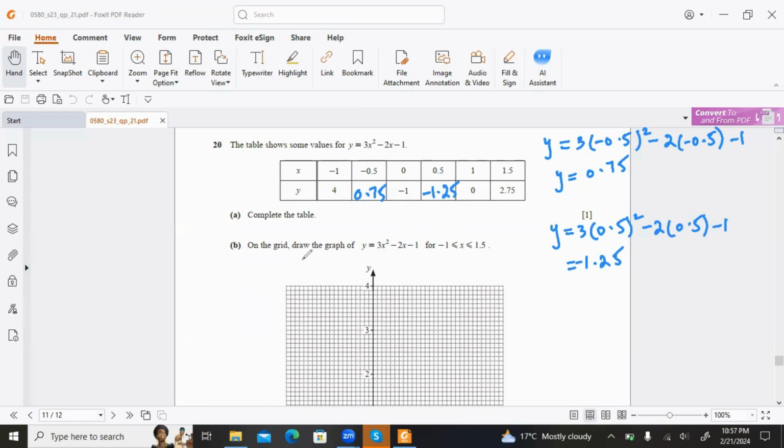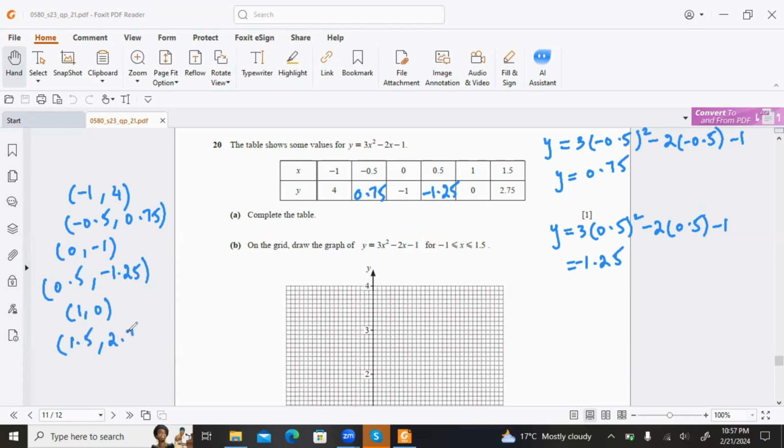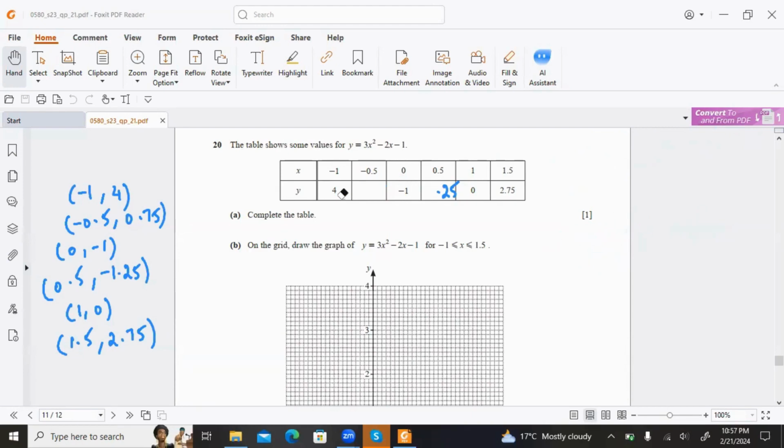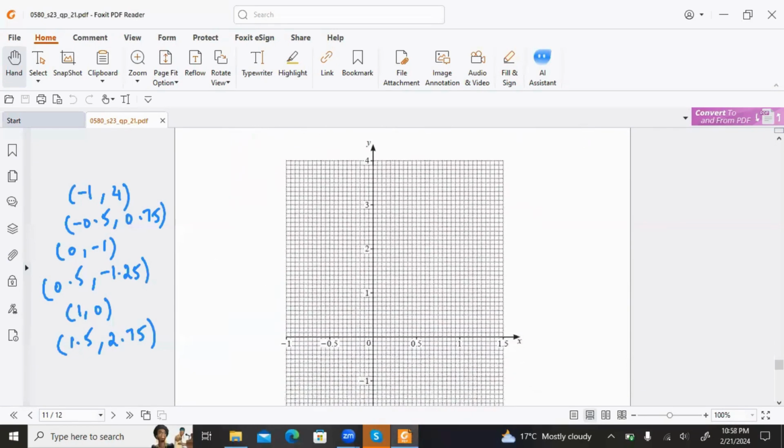Part B says on the grid, draw the graph of y equals 3x squared minus 2x minus 1 for negative 1 to 1.5. So let me just write these on the side so that we have our coordinates and we don't have to keep scrolling up and down. And 1, 0, and 1.5, 2.75. Okay, we're going to erase this. And now we can easily scroll up.